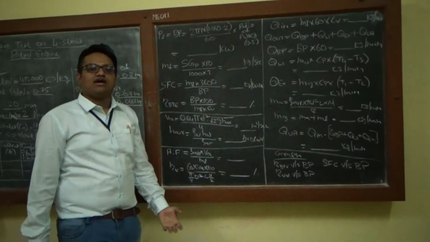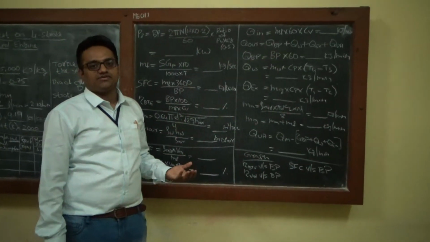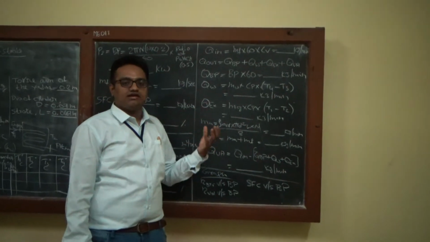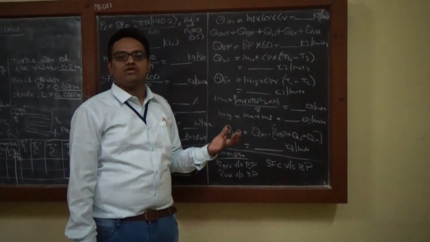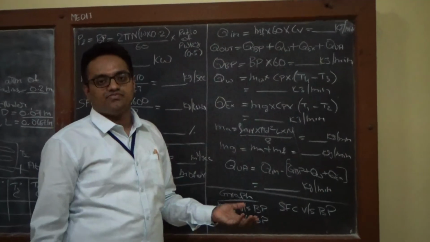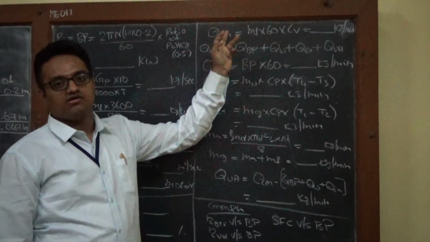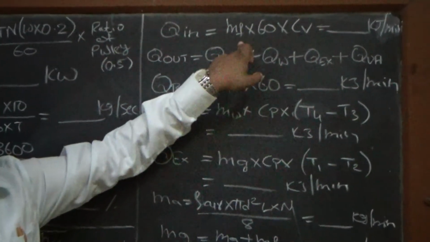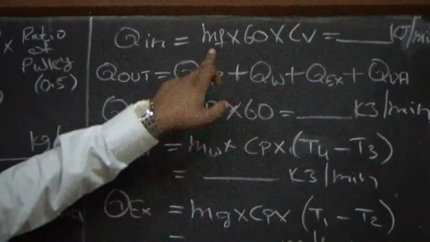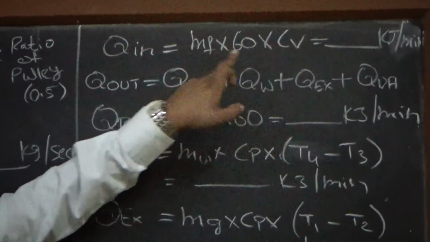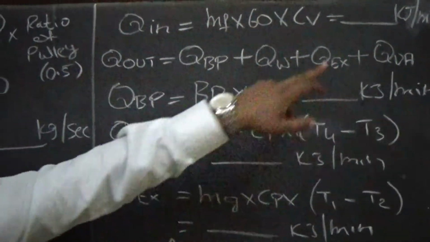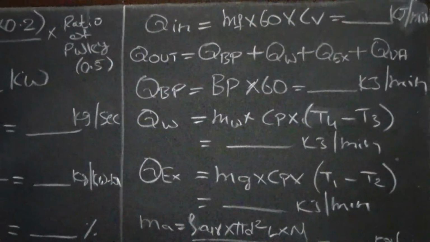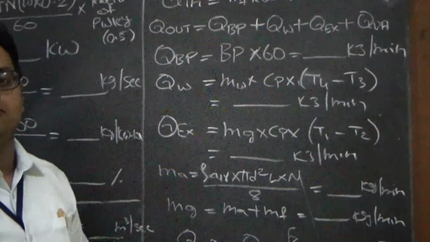Following this, we also have a heat balance sheet. The heat balance sheet is nothing but where the heat is being inputted and how exactly it is dissipated. We have heat input as mass of fuel times calorific value, since heat is inputted only through burning the fuel. It will be in terms of kilojoules per minute. That's the heat input, and that's the only way we input the heat.